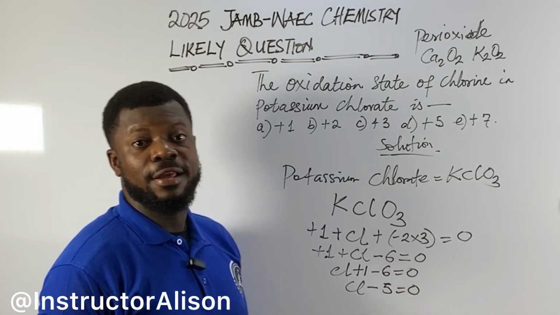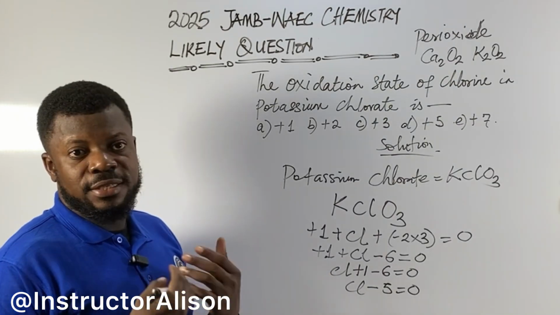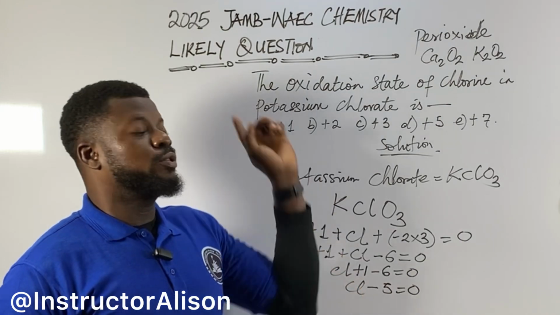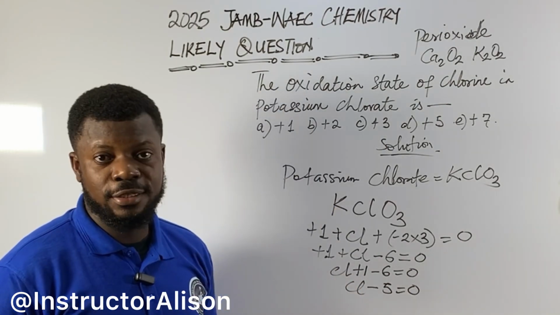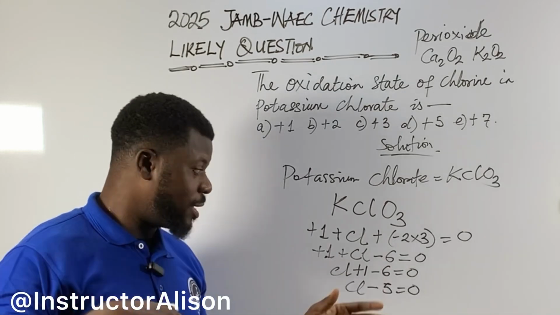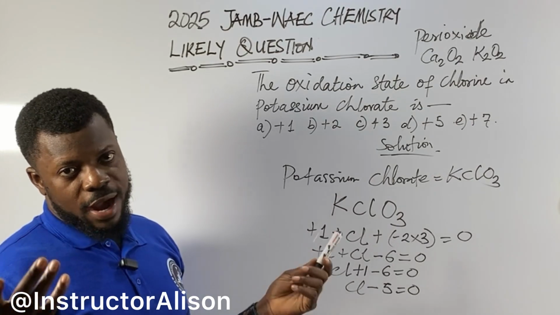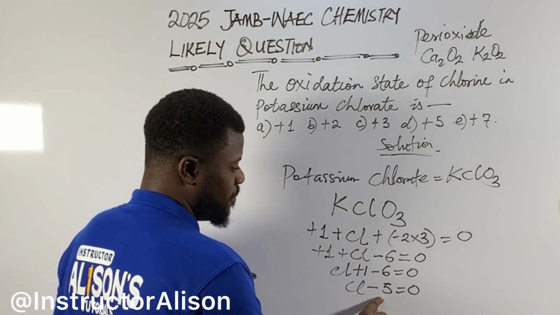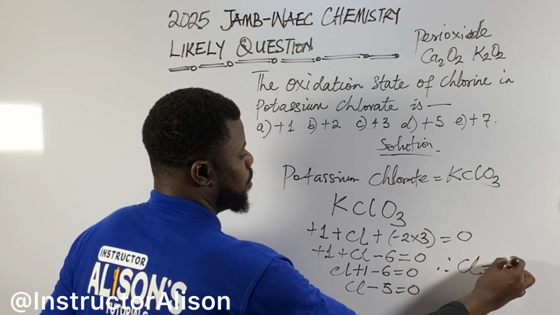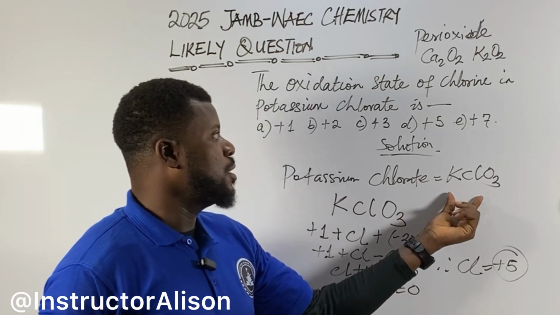Some people will say that is the answer, but if you check the options, you will see minus 5 is not there. Now we need to define Cl, so make Cl the subject of the formula. Make Cl stand alone. Some people say minus 5 crosses to the other side. Just say add 5 to both sides. So minus 5 crossing over becomes plus 5. Therefore, Cl is equal to plus 5. That means the oxidation state of chlorine in this particular compound is plus 5.